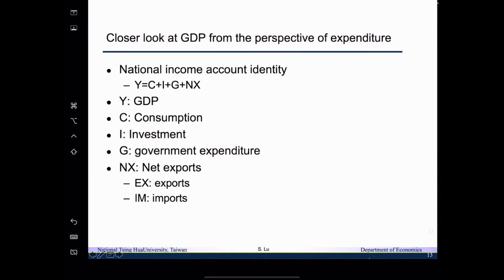The Y is the GDP, that is the output. The C is consumption. The I is investment. The G is government expenditure. NX is net exports, which is exports minus imports. So now we want to look at the detail of each component.